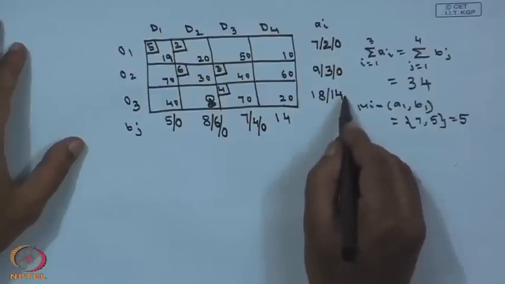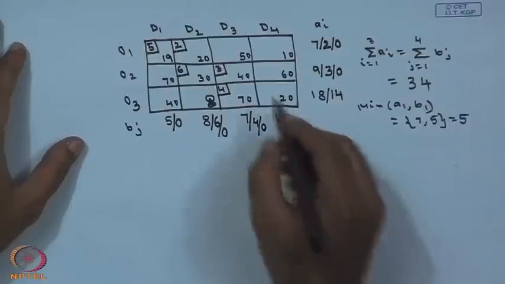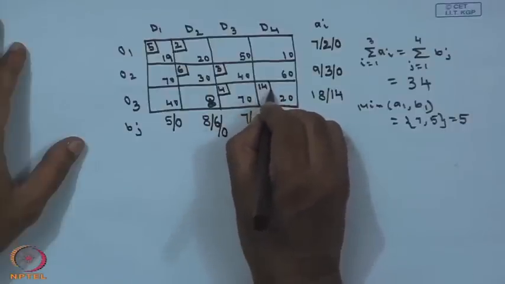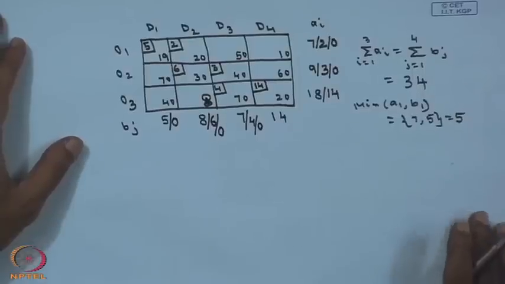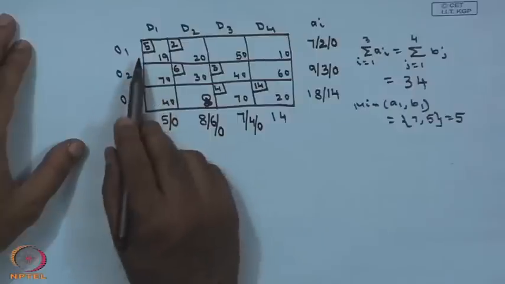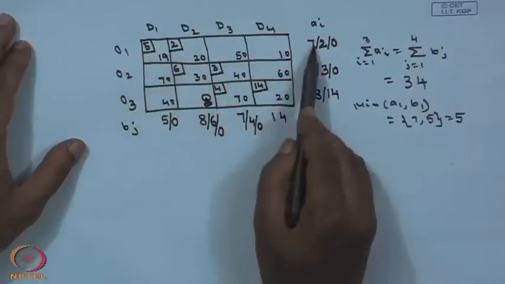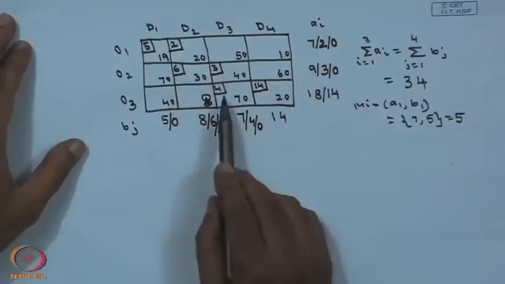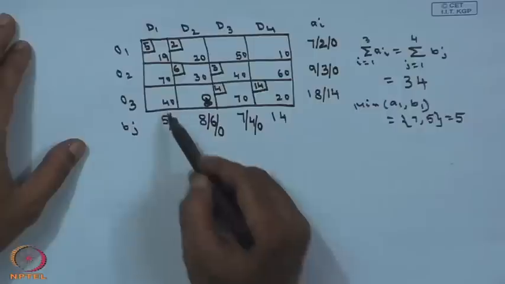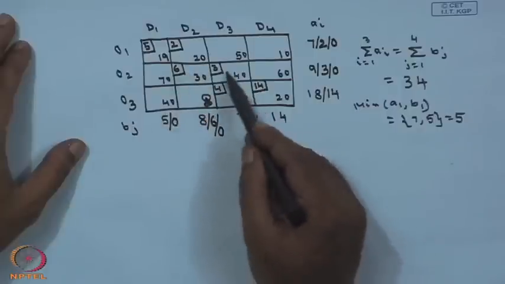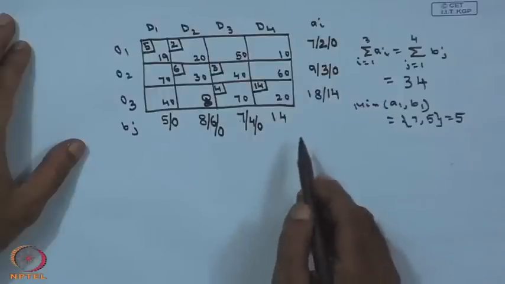So, therefore, in 3 4 your availability and the demand are same, it must happen. So, that summation over A i should be equal to summation over B j. So, therefore, what is your solution now? If you see whatever you have allocated row wise, 5 plus 2 is matching with 7, 6 plus 3 is 9, 4 plus 14 is 18. Similarly, for demand column wise this is 5, this is 6 plus 2 is 8, 3 plus 4 is 7, 14. So, total availability, total demand is matching.